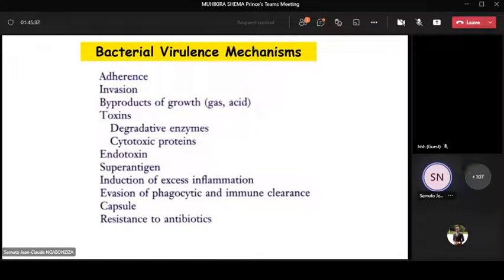Bacterial virulence mechanisms include adherence, invasion, byproducts of growth such as acid, some enzymes, toxins, degradative enzymes, and cytotoxic proteins. We have endotoxin, superantigens, and induction of excess inflammation that destroys the host's somatic cells, and evasion of the immune response, either phagocytes or even specific immunity. How do they evade? They produce a capsule that allows bacteria to escape phagocytosis. And some pathogens also have genes that allow them to resist antibiotics.